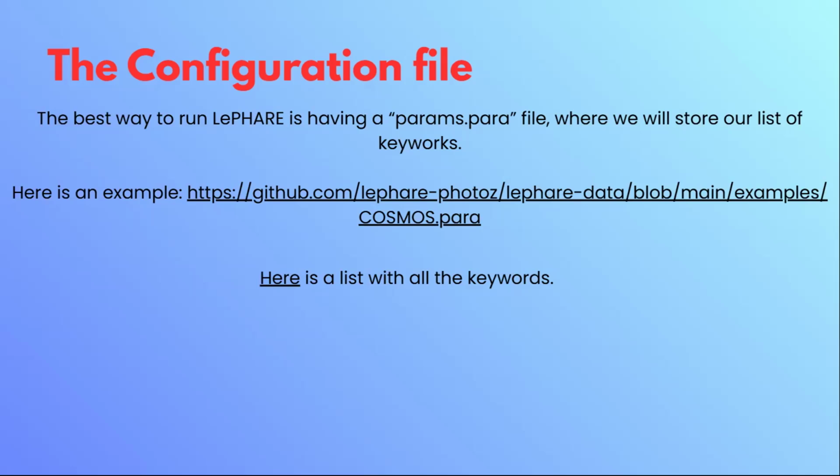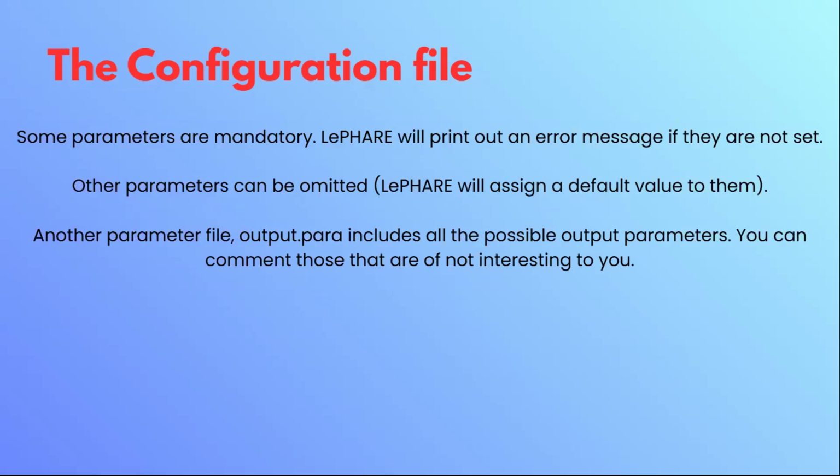Here I put an example from the GitHub of LePHARE, because they have a very distinct configuration, right? Because it's very simple. And also I put here the different keywords. Of course, everything will be on the website, so you can check it. There are a lot of keywords. It's very easy to change everything. Some of them are mandatory, but some of them really don't matter and you can use the default. But if you don't put one that is mandatory, it will not run, so you don't have to worry about that.